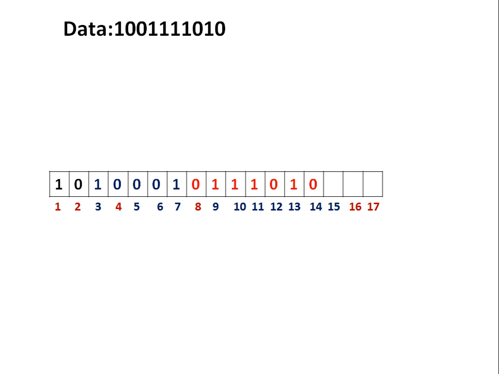When the receiver receives this data, the receiver also applies the same rule and calculates parity for the first, second, fourth, and eighth locations. Now the receiver compares the calculated parity with the received parity. If those two match, the data will be considered not corrupted. But if those parities do not match, it means the data is corrupted, and in that case the receiver tries to correct the data with the help of Hamming code.